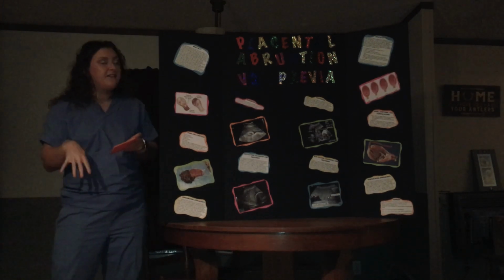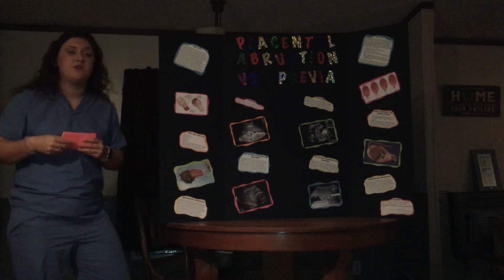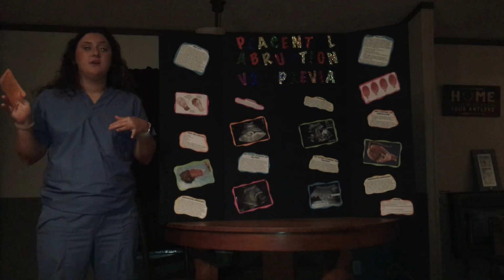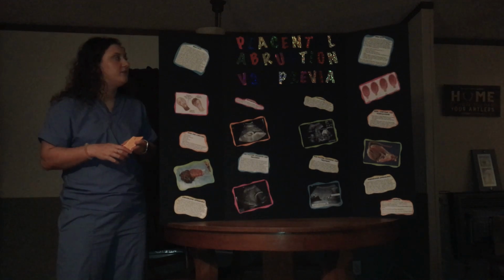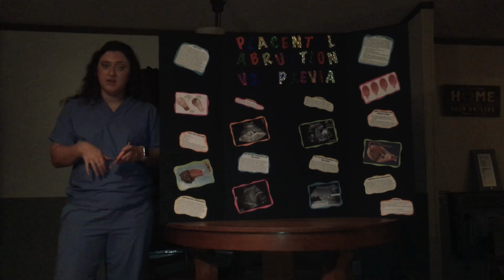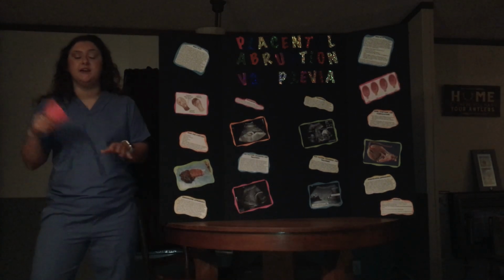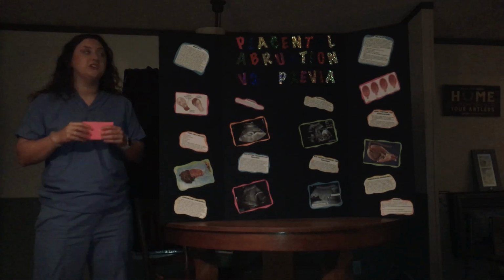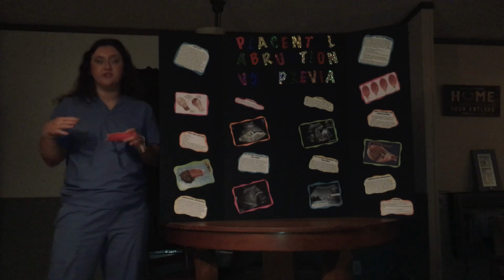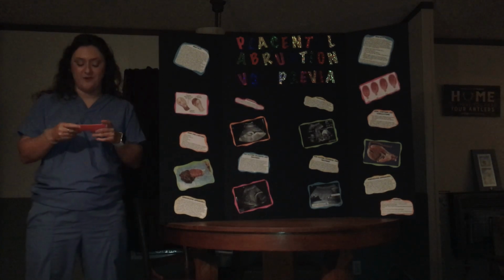There are 4 types of placenta previa. There's complete or total, where the placenta covers completely the internal cervical os. There is partial, where only some of it covers. There's marginal, where the edge of the placenta extends up to the cervical os, but it does not cover it. And then there's low lying, where it is within 2 centimeters of the cervical os.